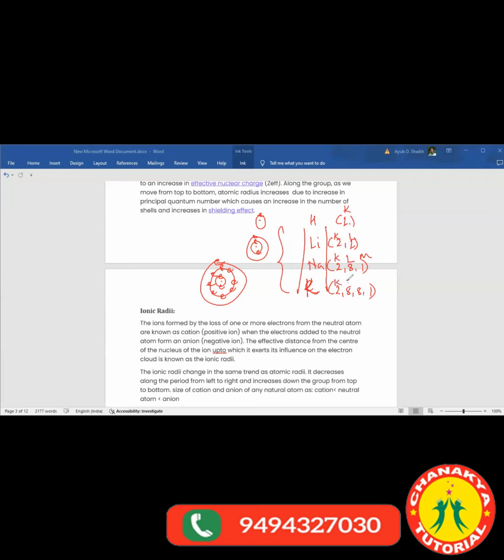KLM, here KLMN. So when you move down the group in the periodic table, the number of shells is added in the next element, isn't it? In a group, when you move down. And as the number of shells increases, the distance from the nucleus to the outermost shell also increases. Correct? Distance from the nucleus to the outermost shell also increases. Hence, atomic radius increases.